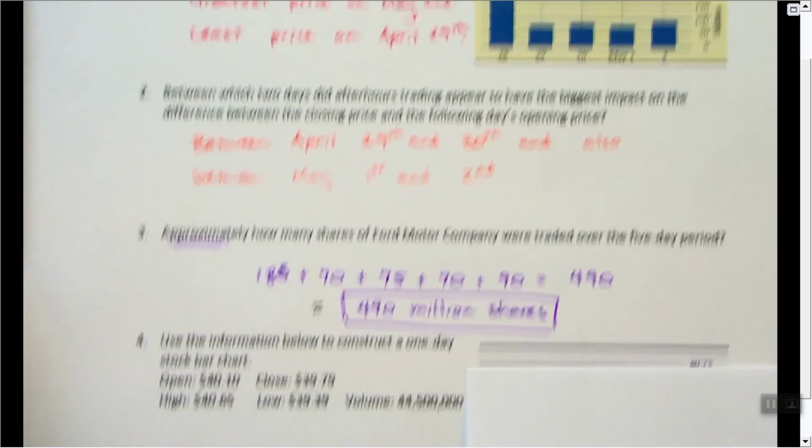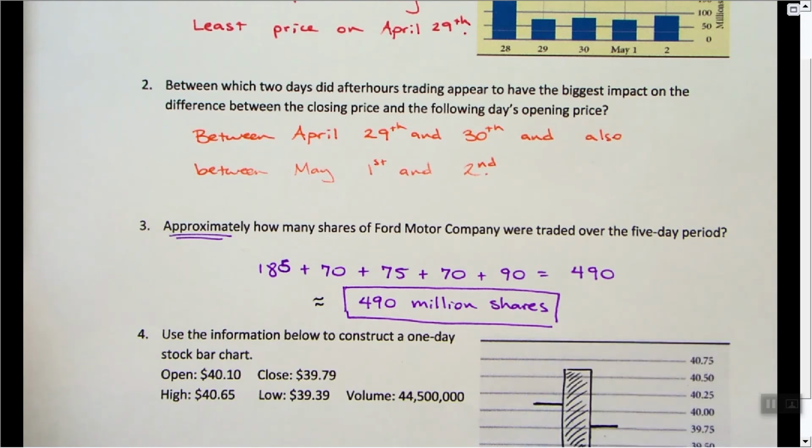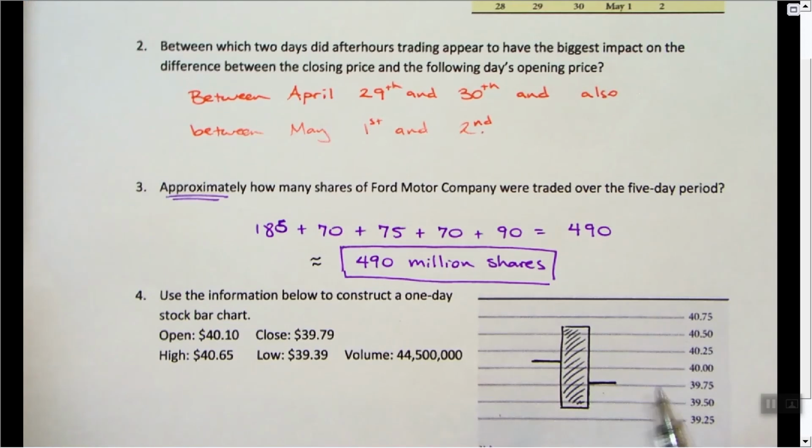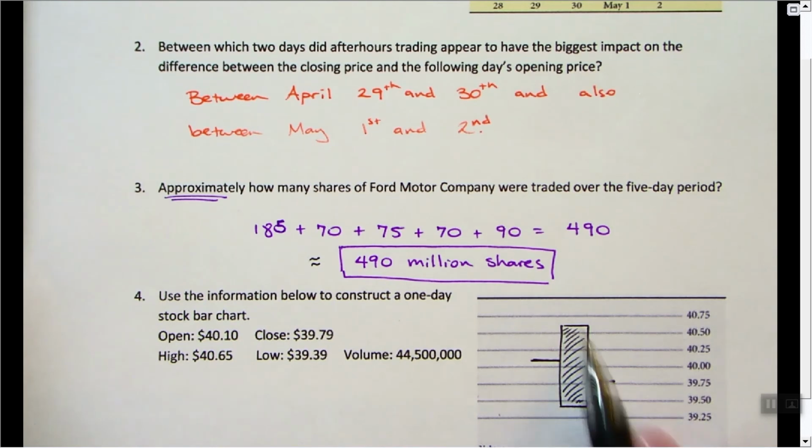Okay, so the opening would be 41.0. So that will start there. You can't really see it very well. I'll just show you the whole thing. This is 41.0, the best I can guess where that might be. And then the bar will go, the top is the high, which is about 40.65, and the low was 39.39. You don't have to shade this in, I just did because I thought it was easier to see. And the close price was 39.79.